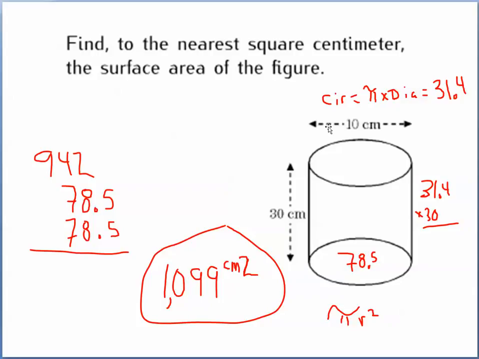And the perimeter of a circle is nothing more than the diameter times pi, which means that this perimeter right here is nothing more than 31.4 times 30 centimeters. Add all that together, and you get 1,099 centimeters squared.